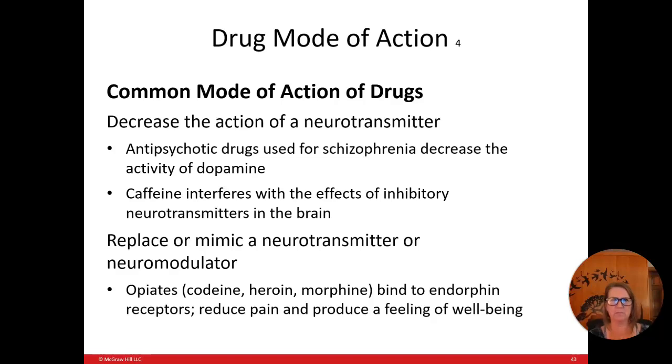schizophrenia, even schizophrenic tendencies of bipolar disorder, is related to dopamine, usually too high a concentration of dopamine or too much activity of dopamine. So there are medications that decrease the activity of dopamine to help treat schizophrenia. Caffeine interferes with the effects of inhibitory neurotransmitters of the brain, which makes sense because we tend to feel much more hyper and energized under the influence of caffeine.